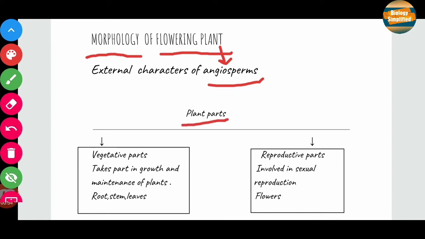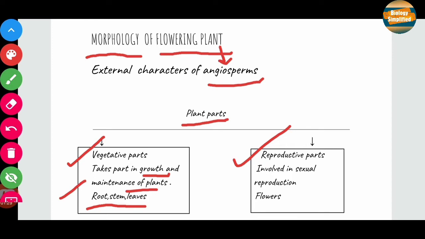Plant parts are divided into two groups. One is the vegetative parts and the other is the reproductive parts. The vegetative parts are the parts which take part in growth and maintenance of plants, like root, stem, and leaves. Root takes part in absorption of water, stem provides support to the plant, and leaves basically perform photosynthesis to provide food. So all these parts are involved in growth and maintenance.